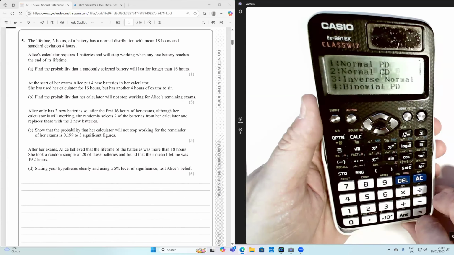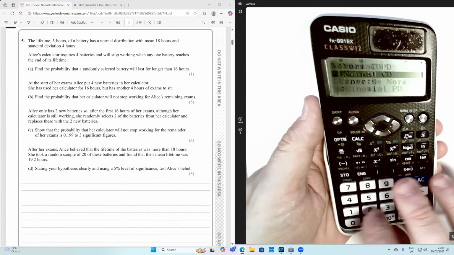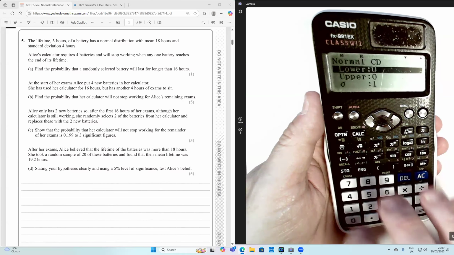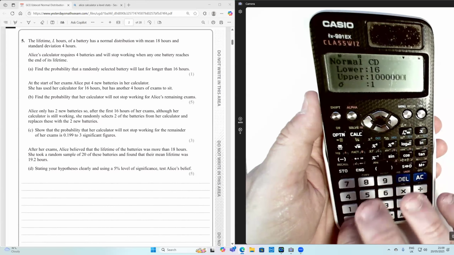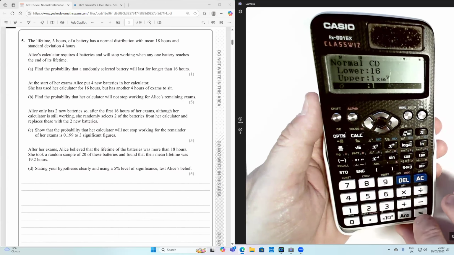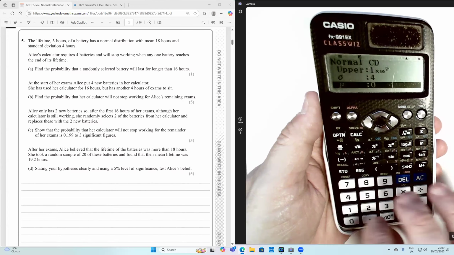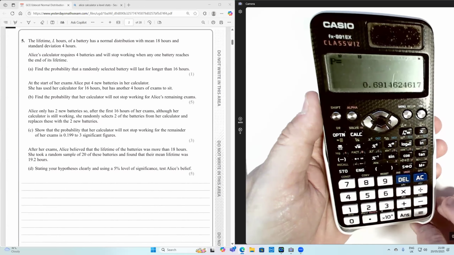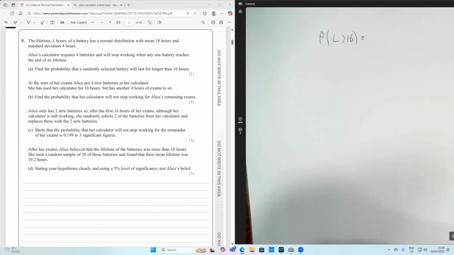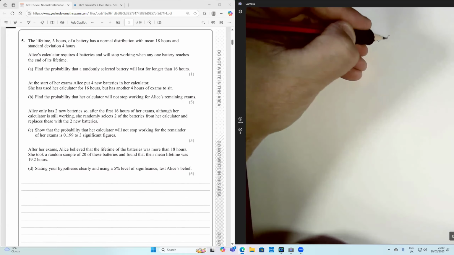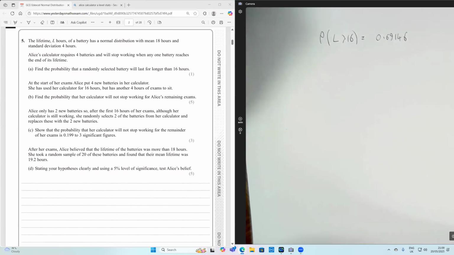I'm going to go across to distribution, and I'm going to select normal CD. For my lower, I'm going to put 16, and then for my upper, I'm just going to put a really big value into my calculator. My standard deviation, I'm told, is 4, and my mean is 18. So I'll pop that in, and that gives me 0.69146. Okay, so that is part A done.